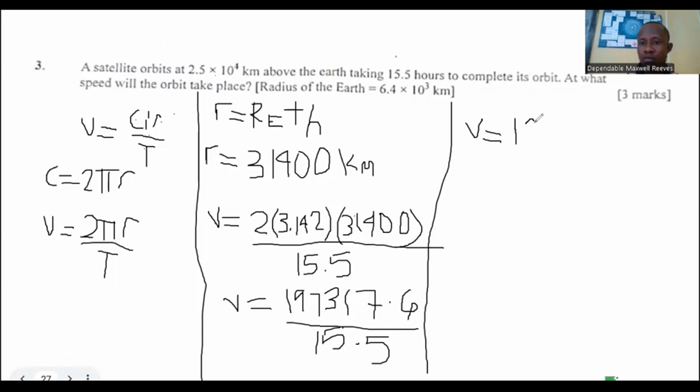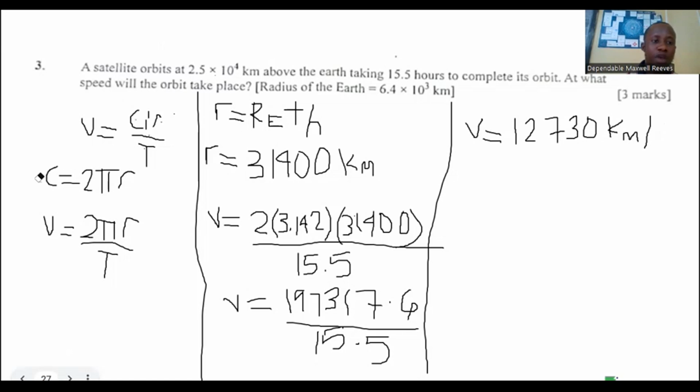12,730 kilometer per hour. Kilometer per hour, sorry. So we express our answer in kilometer per hour.